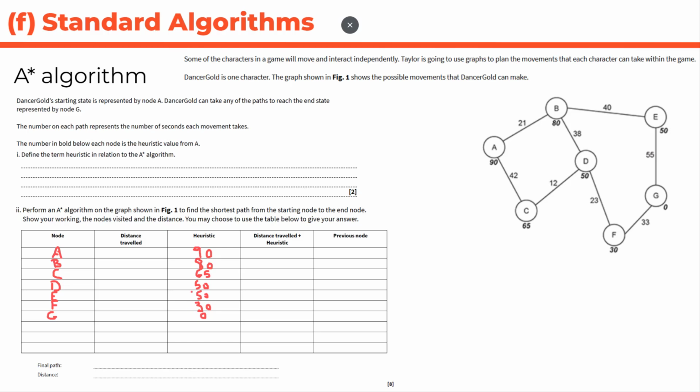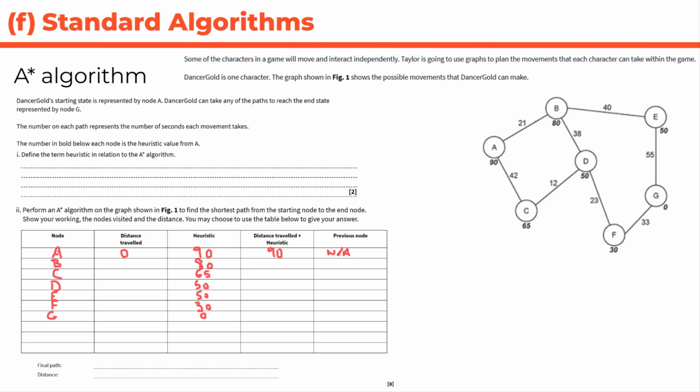Okay. Now we need to start moving our way through. Where we're starting from, to the end state. So A to G is where we're going. So A, because we're there, distance travelled is 0. The heuristic is 90, so it's 90 plus 0. Previous node, not applicable. There we are. Right, so what can A see here?